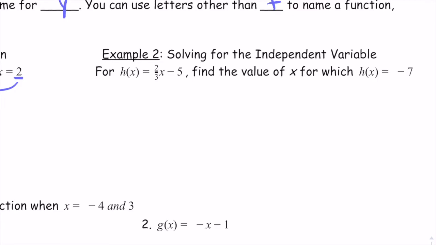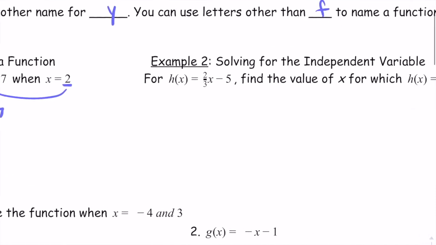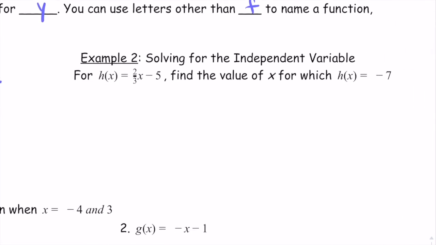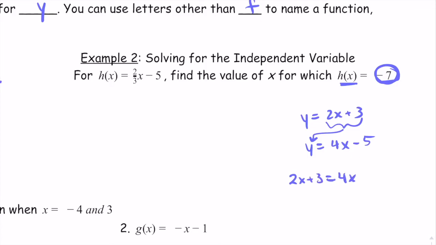This one seems a little different, right? The other one I was given x equals 2, so that was easy. I just plugged it right in. But this one I can't just plug it in because it says h of x equals negative 7. Do you guys remember substitution from systems of equations? Like y equals 2x plus 3 and y equals 4x minus 5, right? How did I solve that? Didn't I just plug this in right here? So I had 2x plus 3 equals 4x minus 5. You guys remember that, right? This is exactly the same thing.